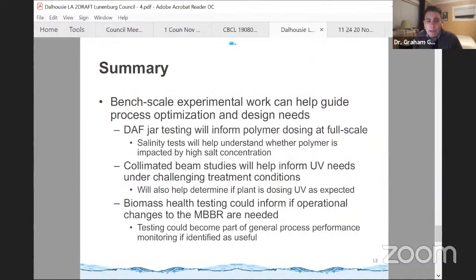Just as a summary, our bench scale optimization, or lab scale testing, is very much aligned with some of the design work that Sarah's team at CBCL is leading. And we hope very much that the data we produce will inform some of their design decisions as they go through and work with the town of Lunenburg, sorry about that. Next slide, please.